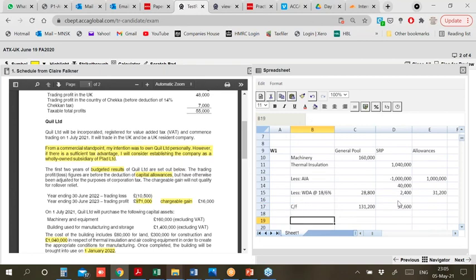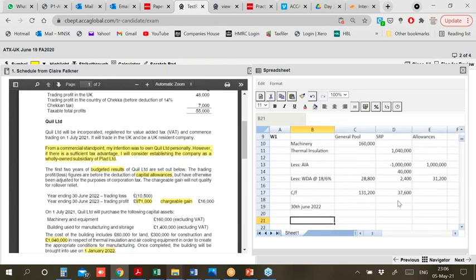As I have to calculate the profit for both years for both companies, I must also calculate the profit for Q Limited for both years. So let's quickly calculate for 30th June 2022 as well. There is no extra calculation except I'll just copy this here. And because no new asset has been purchased in that year, on the closing balance, I'll apply the appropriate percentages.